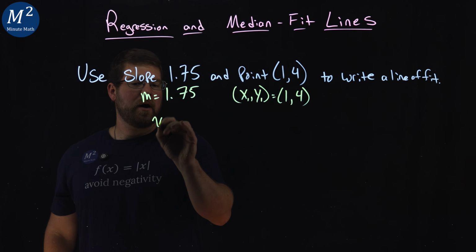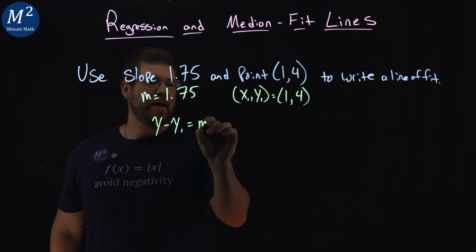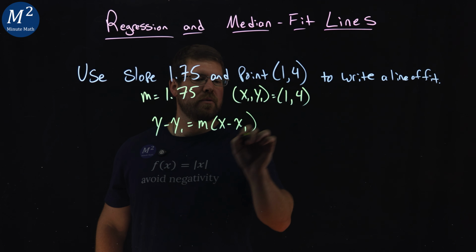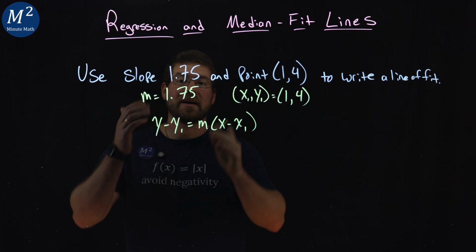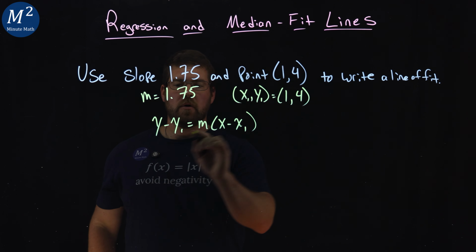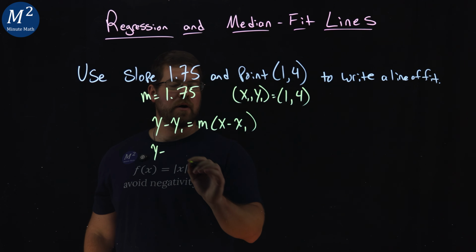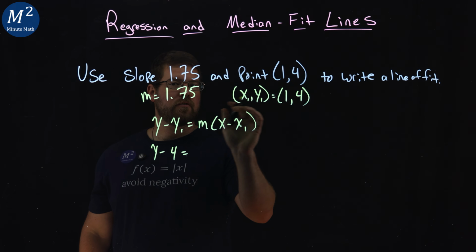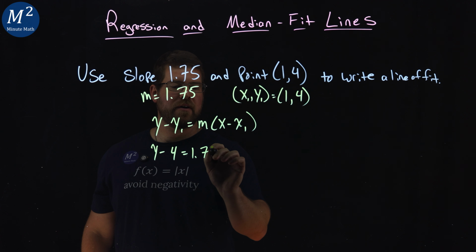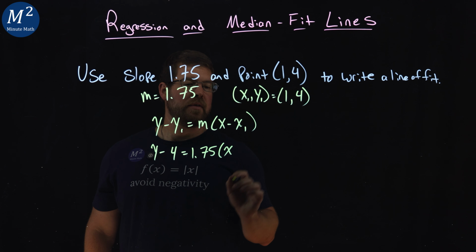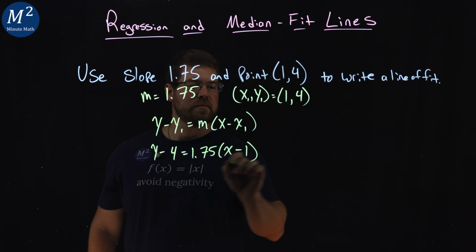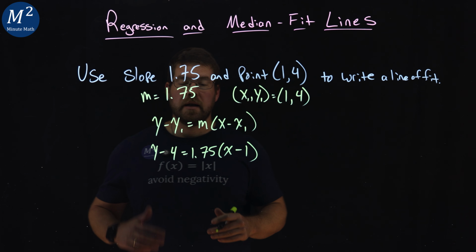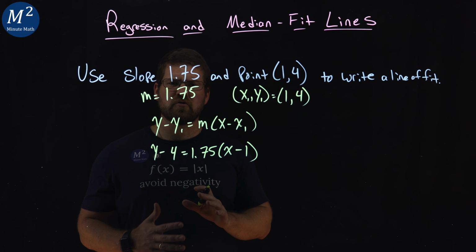So that form is y minus y1 equals m times x minus x1, and we're just plugging in what we know here. So we have y minus 4 equals our slope, 1.75, the m value, times x minus 1, which is the x1 value. Now from here, let's go write it in slope-intercept form.